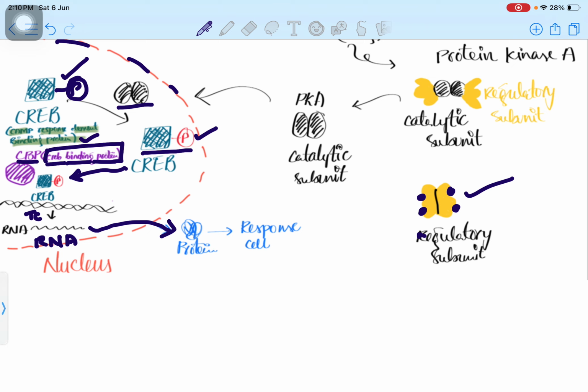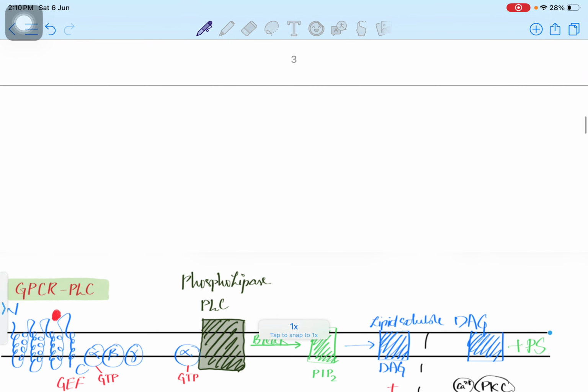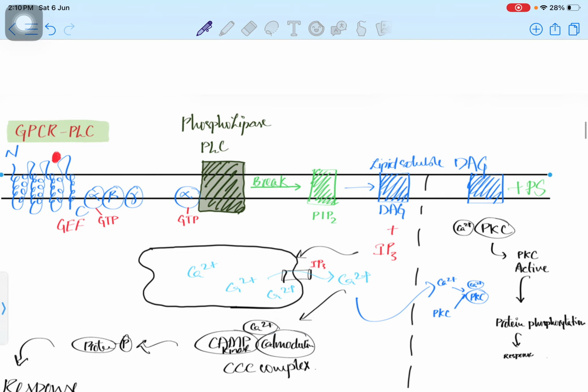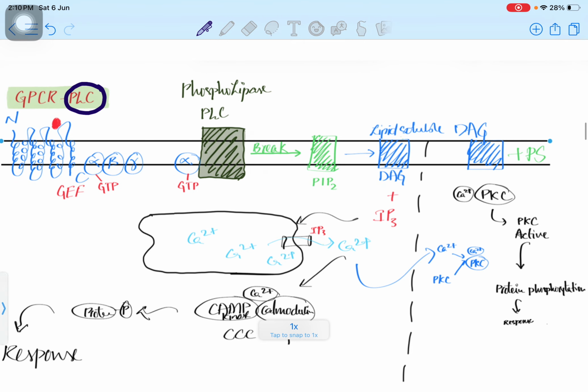After formation of RNA, it will move into the cytosol region and it will do whatever response the cell needs to do. It could be any sensory response. Here we have another GPCR where we will cover the PLC pathway. Let me try to explain.